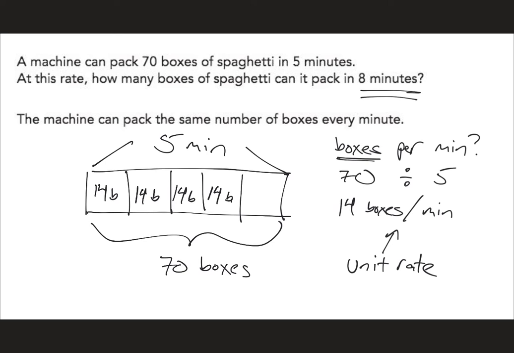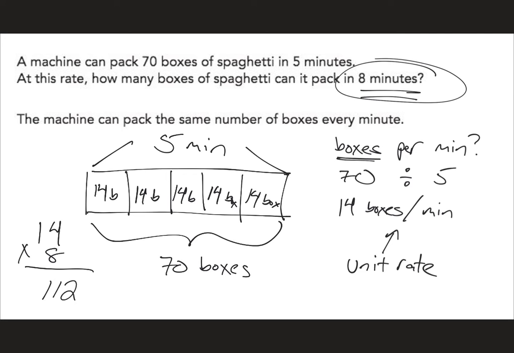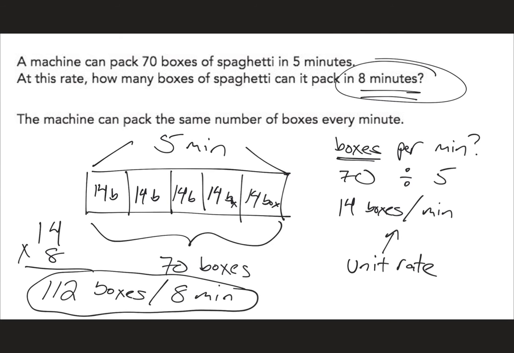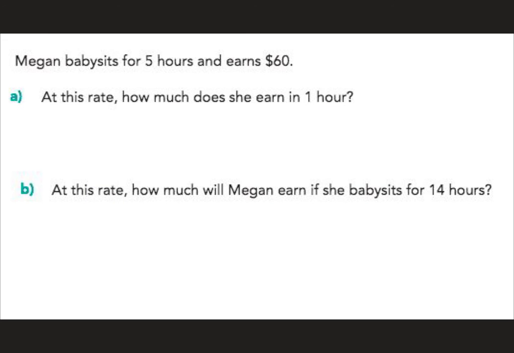Okay. Now, can we find out how many it can pack in 8 minutes? Yes. You multiply 14 by 8. 14 times 8. If it's 14 in 1 minute, then we multiply that by 8. And she's figuring that out right now, and we get 112. 112 boxes per 8 minutes. Hooray! Okay, next problem. Megan babysits for 5 hours and earns $60.